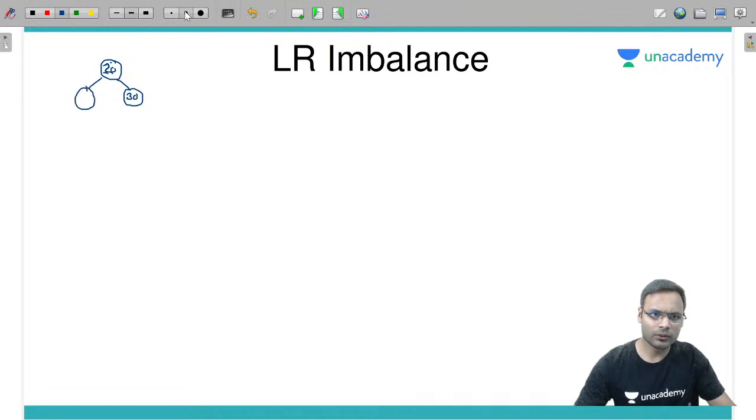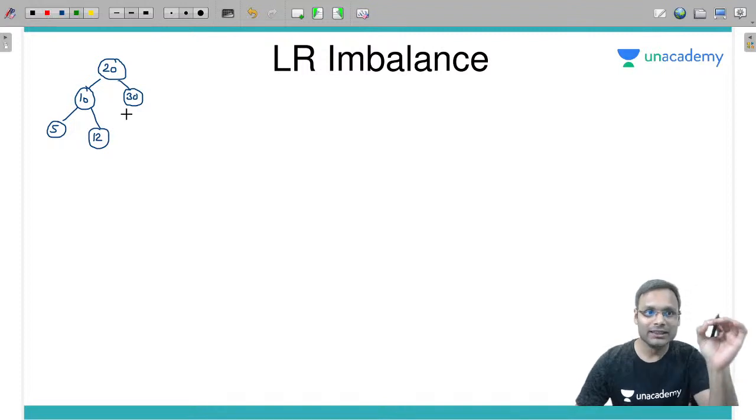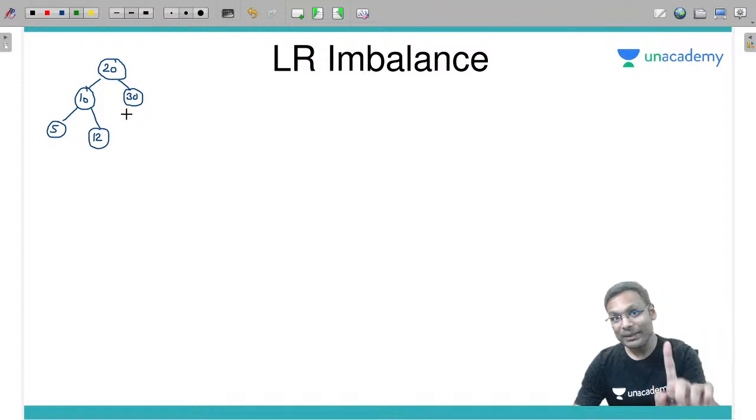Let me make it a little bit more clear. On the left side we have 10, then we have 5, then we have 12. So this is the current tree. Can you verify whether this is a balanced tree or not, and whether this is a BST or not?